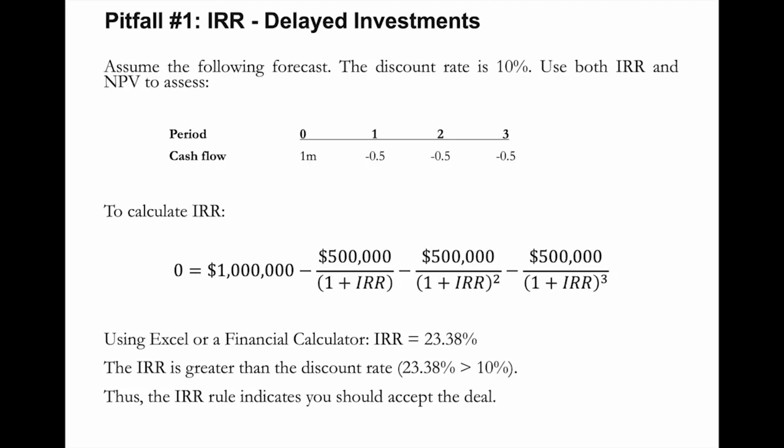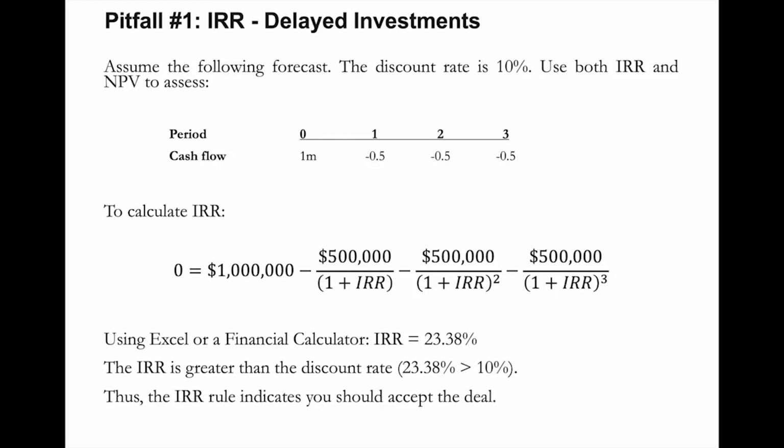So we are given a cost of capital of 10%, and we are asked to use the internal rate of return rule and the NPV rule to decide whether or not we should accept or reject this project. To calculate the internal rate of return, we would be faced with an equation that looks a bit like this. We know that our NPV will be zero.